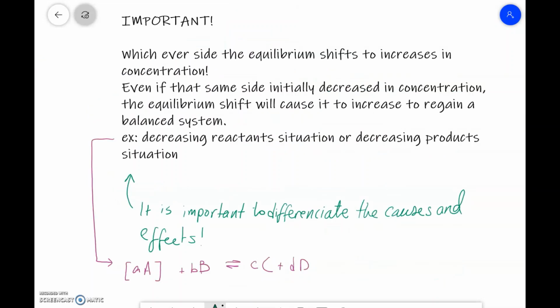One final note is very important: whichever side the equilibrium shifts to, it increases the concentration of whatever is there. So even if that same side initially decreased in concentration, when the equilibrium shifts towards that side, it'll cause it to increase and regain a balanced system. An example of this can be the decreasing reactant situation or decreasing product situation, and it is important to differentiate the causes and the effects because you can get different questions asking about the cause or the effect, and you're going to need to figure out which one you're talking about.